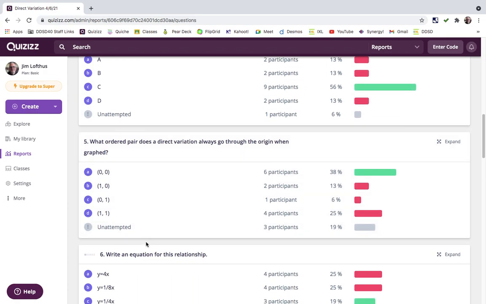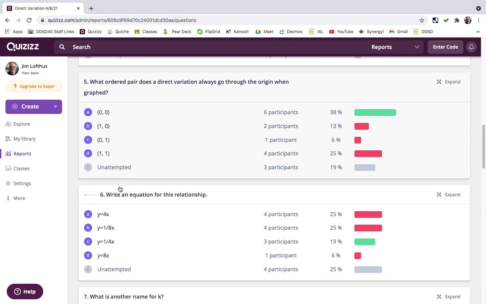What ordered pair does the direct variation always go through, the origin, when graphed? And that is 0, 0. Again, a little surprised on that one.